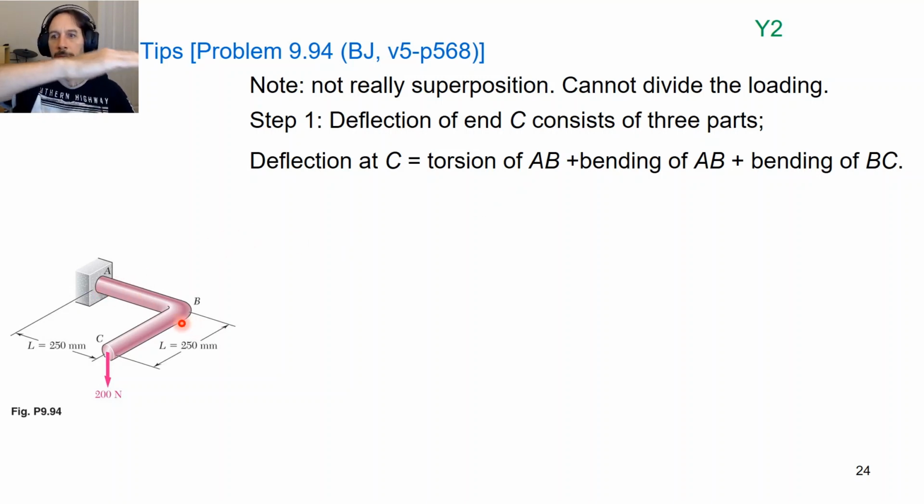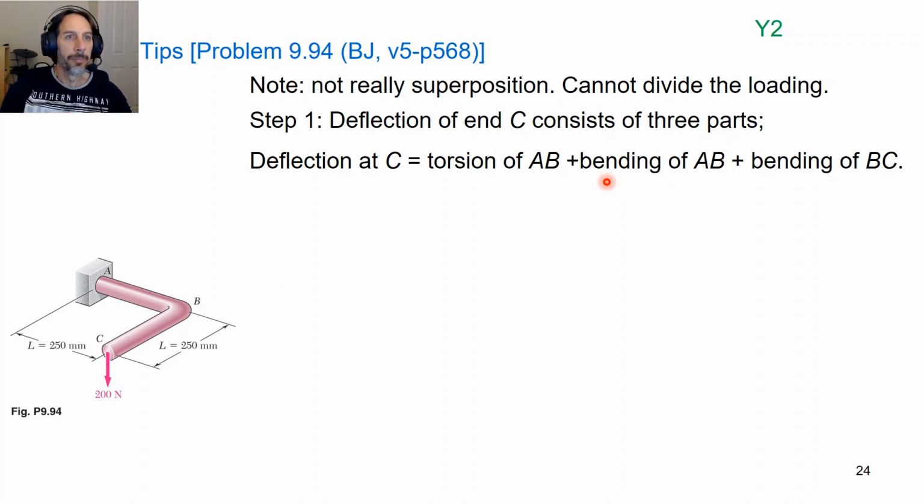So if this is our beam, if we rotate, my shoulder here is point A, my elbow is point B. So if we simply rotate, then we get a deflection here. So torsion of AB gives us that. In the same way we did previously, where we calculated the angle here, if we know this length, this displacement is just angle times the length.